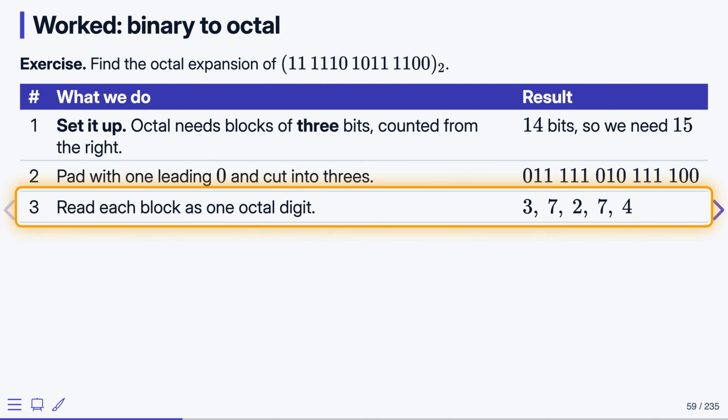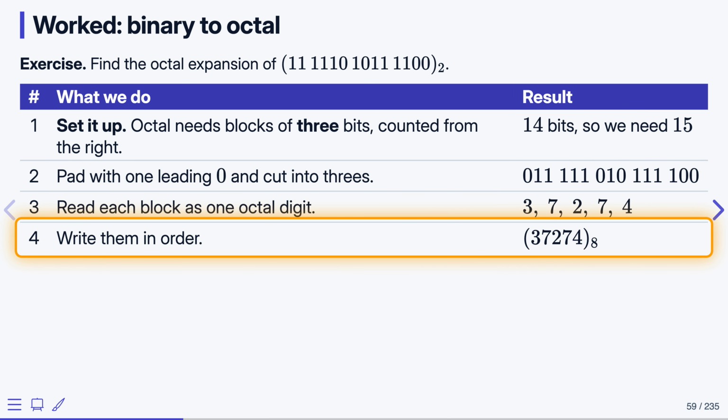Step 3. Read each block as a single octal digit. 0, 1, 1 is 3, 1, 1, 1 is 7, 0, 1, 0 is 2, 1, 1, 1 is 7 again, 1, 0, 0 is 4. Step 4. Write them in order. The octal answer is 37274.